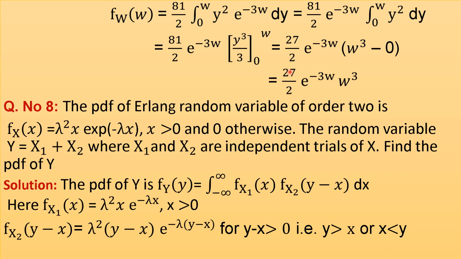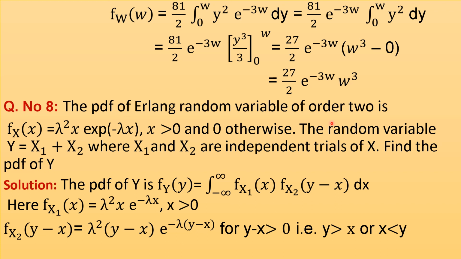The probability density function of an Erlang random variable of order 2 is fx of x equal to lambda square into x into e power minus lambda x for x positive, and 0 otherwise. The random variable y will be x1 plus x2, where x1 and x2 are independent trials of x. Find the probability density function. So x1 and x2 are independent random variables of x.